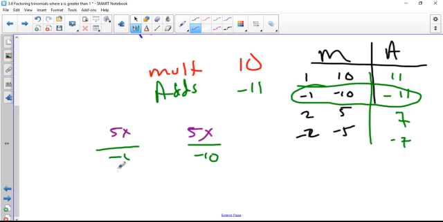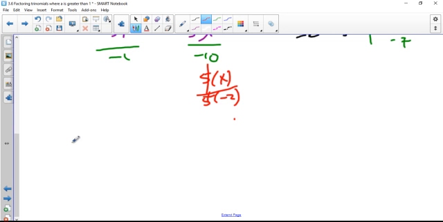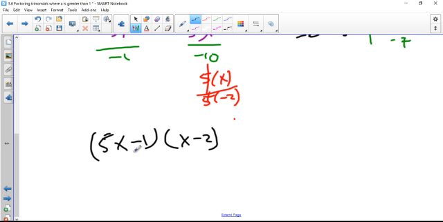By doing so, notice we can't reduce anything here, but here we can reduce that 5. So we're going to have a 5 times x over 5 times minus 2. 5's cancel, and we're left with a final answer, 5x minus 1 times x minus 2.